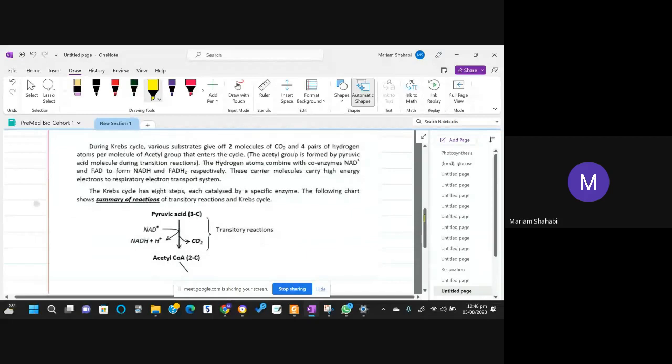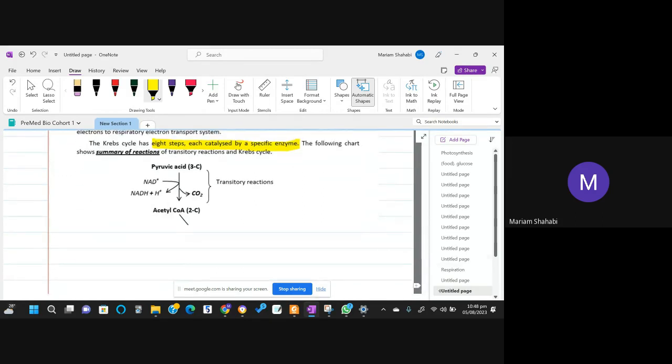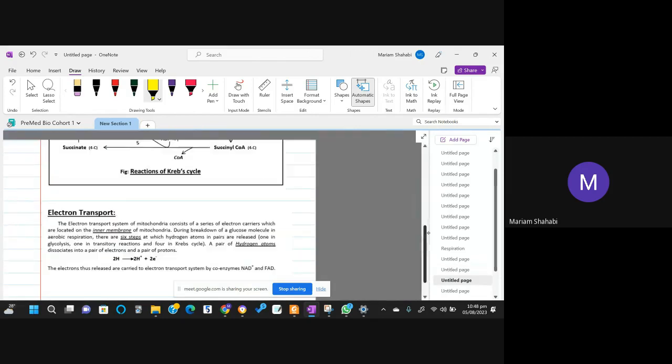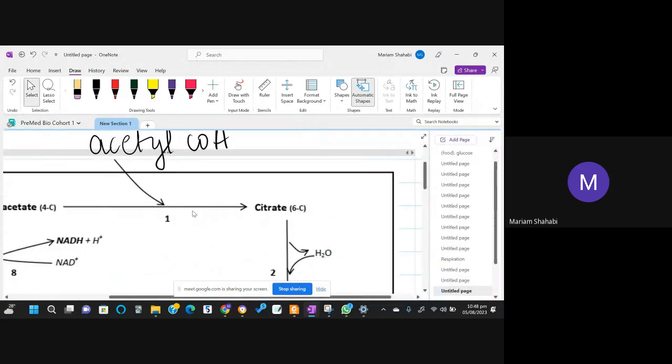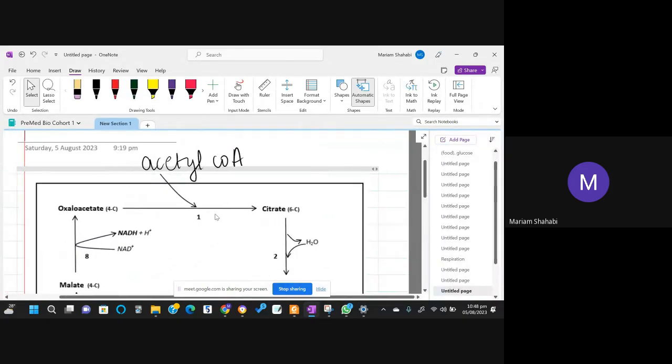During the Krebs cycle, various substrates give off 2 molecules of CO2. It has 8 steps, each catalyzed by a specific enzyme. The enzymes you do not need to know. Let's move on to the chart. So the first compound in the Krebs cycle is oxaloacetate.